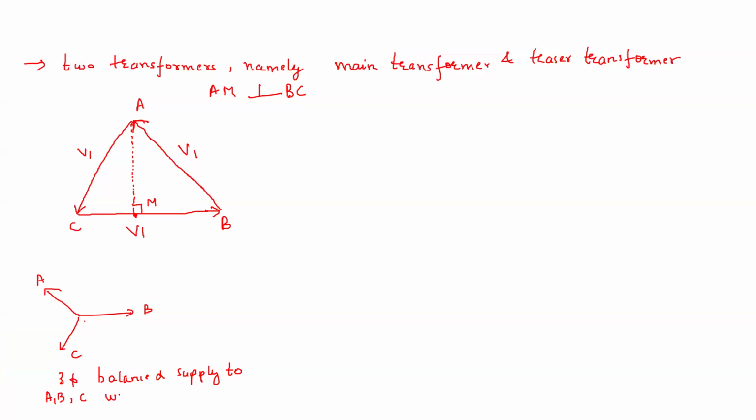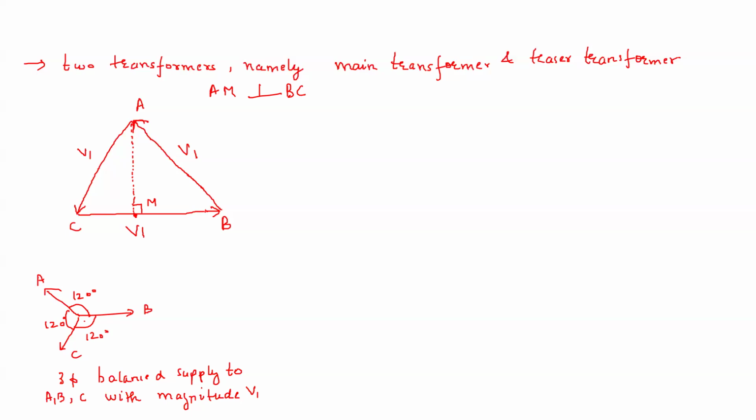With magnitude V1, and this phase lag, as in a three-phase system, is 120 degrees. So B phase is lagging A phase by 120 degrees, and C phase is leading the A phase by 120 degrees. So this is a three-phase balanced supply.